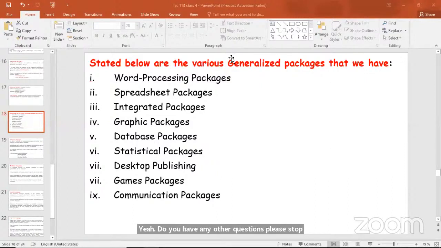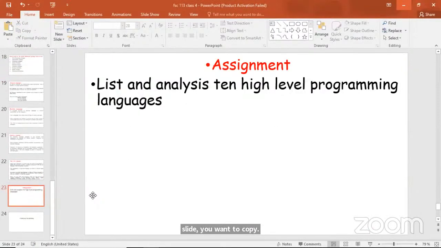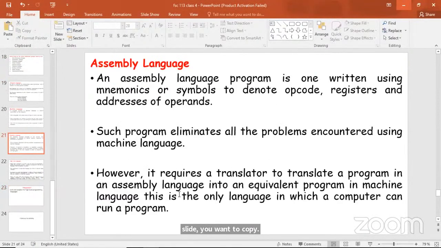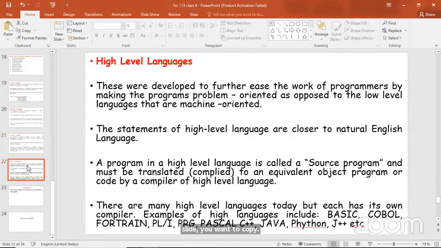Please, kindly go to the last slide. Why are all of you requesting for the second to the last slide? You want to copy what? So this is the second to the last slide. Is there any problem with it? Oh no, this is the second to the last. So what's your question on the second to the last slide?